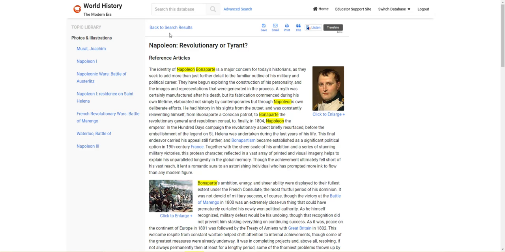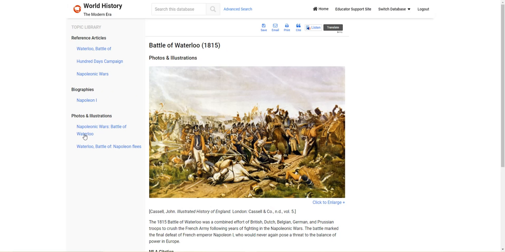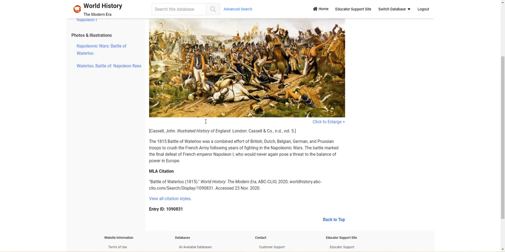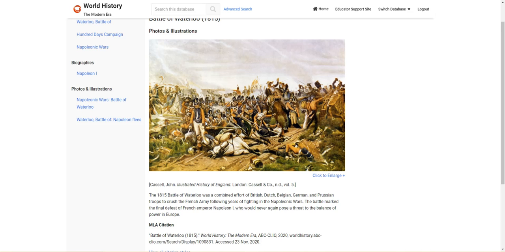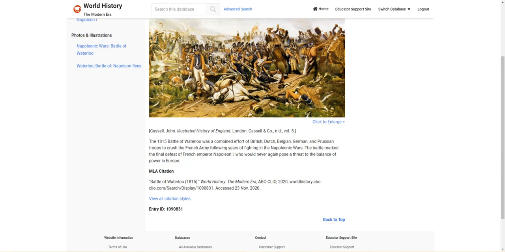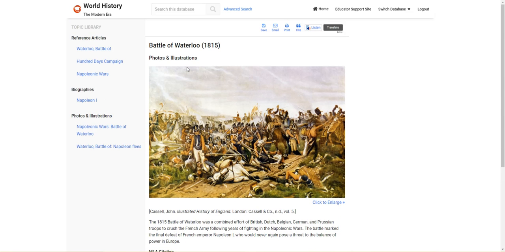And then the topic library on the left-hand side is important to look at too, because maybe specifically you want to look more into the Battle of Waterloo, and you can see that you can find some artwork and a little bit of information through this database that historians have put together for students. So that's always beneficial as well.